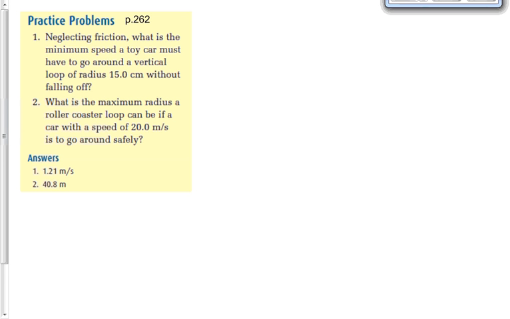But if I keep the same speed and I increase the circle, then it's got to go faster to go around the loop, right? So it's kind of the same thing. You want to find a maximum radius. It's like finding a minimum speed, except you're solving for r instead of v. You're still going to set Fn equal to 0.